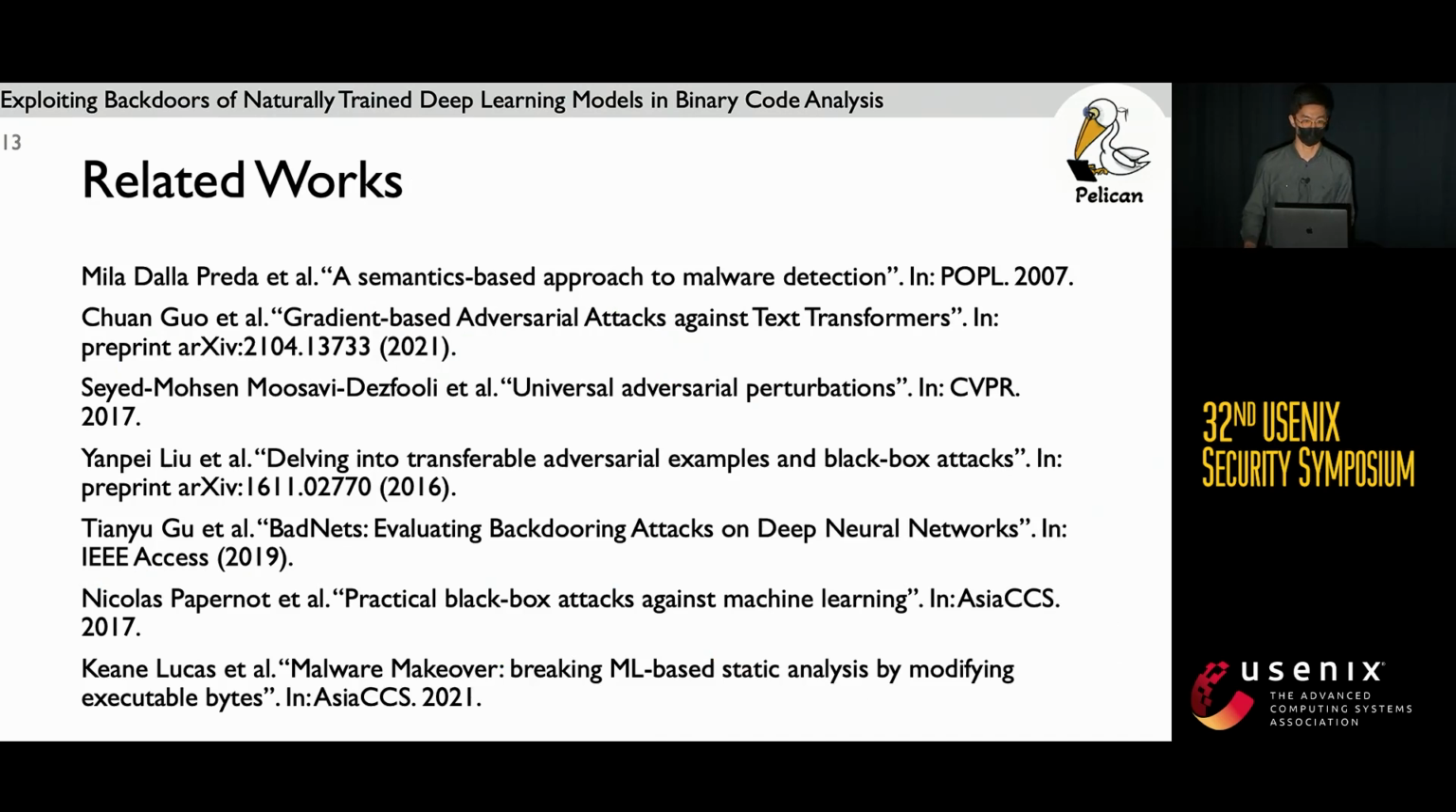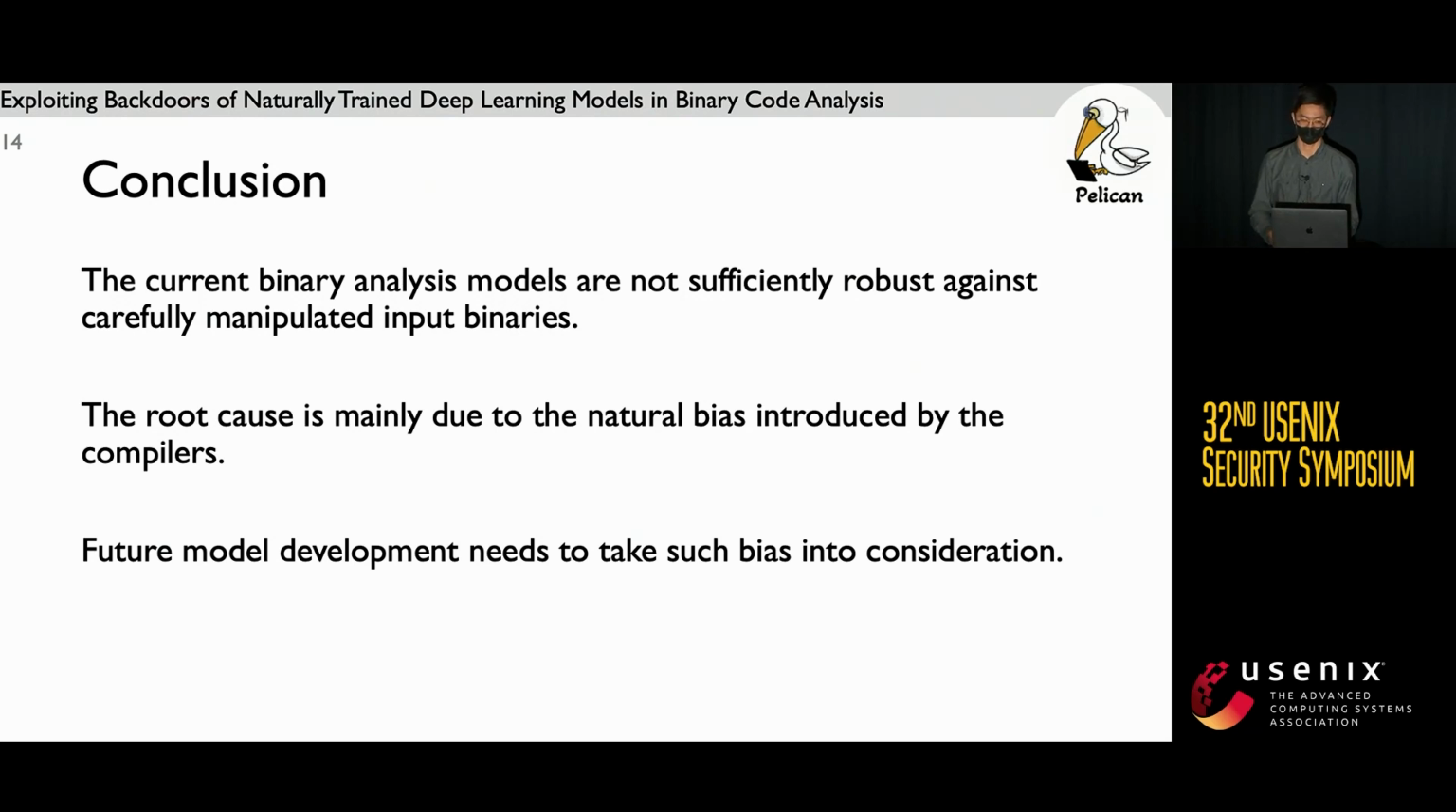Due to time constraints, I will skip related work. So it comes to our conclusion. First of all, we observe that the current binary analysis models are not sufficiently robust against carefully designed input binaries. We suspect the root cause is mainly the natural bias introduced by the compiler. And we advise future model development to take care of such bias, in case such vulnerability lies in the binary models.